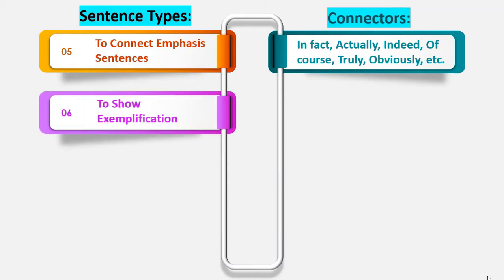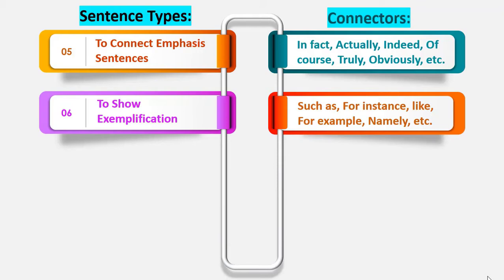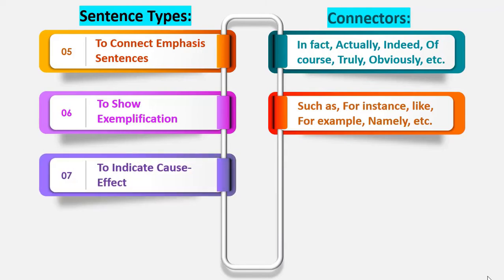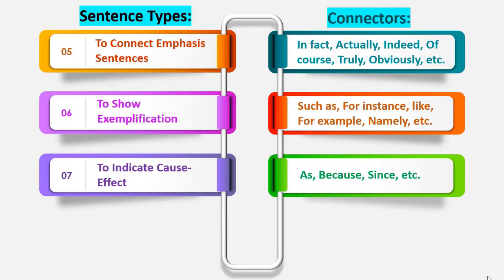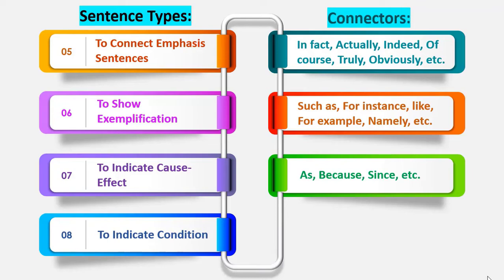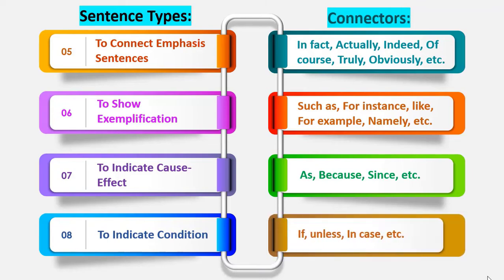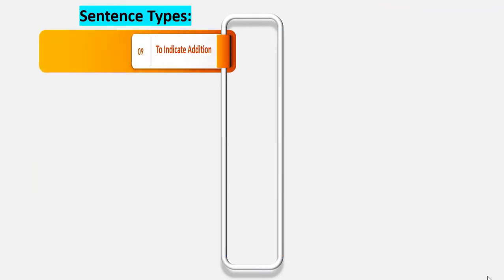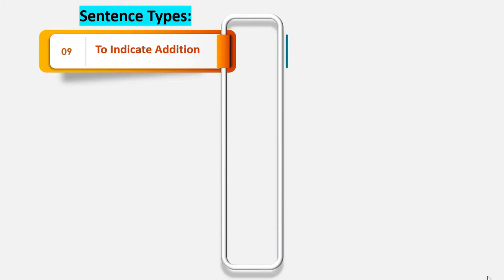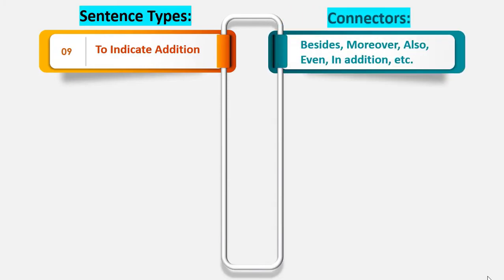Rule number 6. To show exemplification, connectors such as, for instance, like, for example, namely, etc. Rule number 7. To indicate cause-effect, connectors as, because, since, etc. Rule number 8. To indicate condition, connectors if, unless, in case, etc. Rule number 9. To indicate addition, and the connectors are besides, moreover, also, even, in addition, etc.